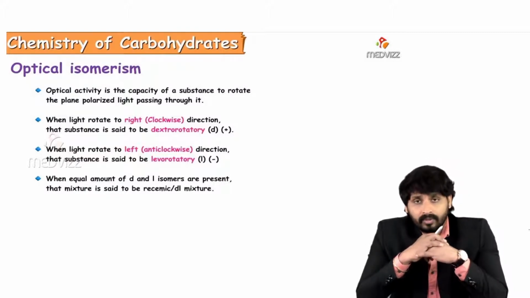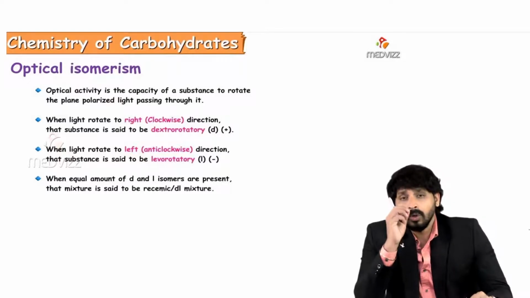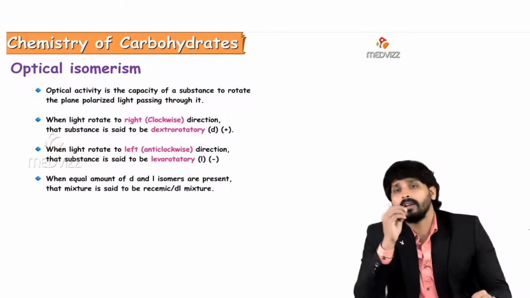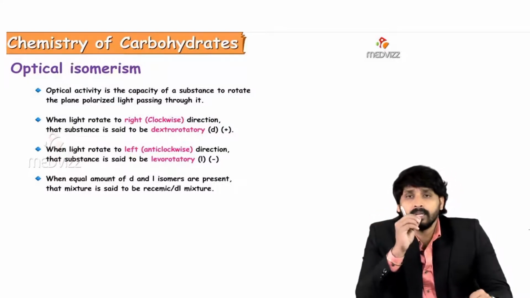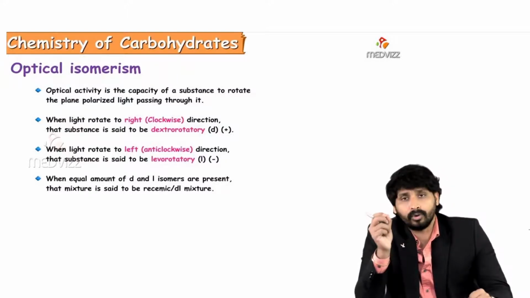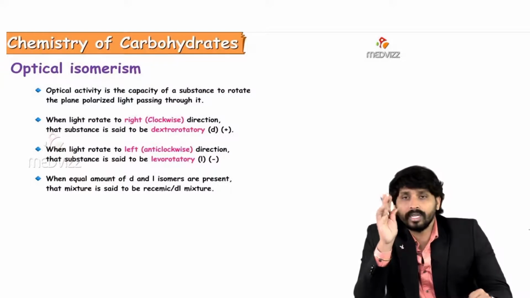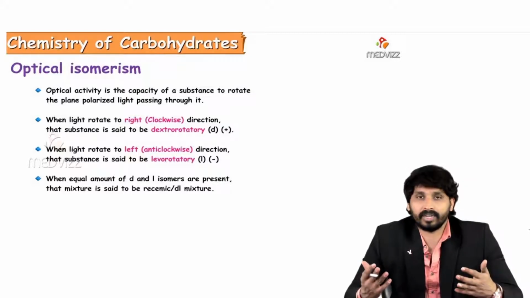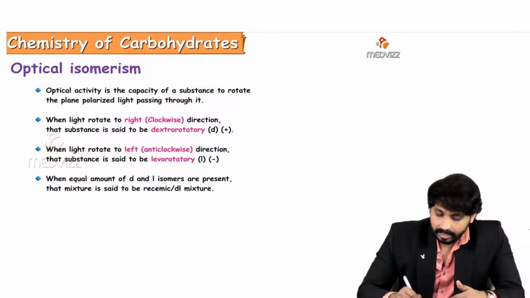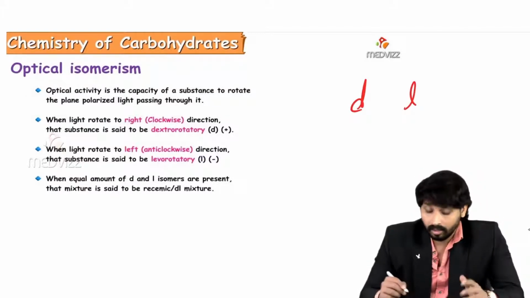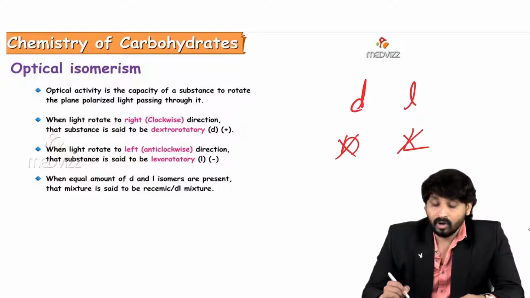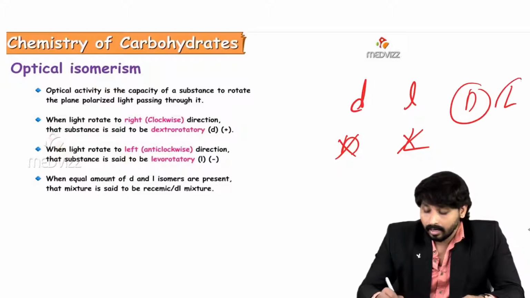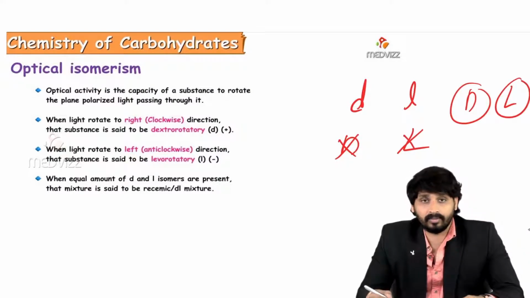If those substances rotate the plane polarized light towards the left side or anti-clockwise direction, they are known as levorotatory. Though they are known as dextrorotatory and levorotatory, they are given the symbols plus and minus. Plus means dextrorotatory, minus means levorotatory, and this has nothing to do with D and L. For optical isomerism you can use small d and small l, not capital D and capital L, because capital D and L belong to enantiomerism or DL isomerism, with respect to the OH group present on the right side or left side.